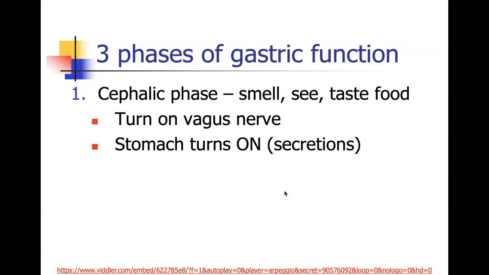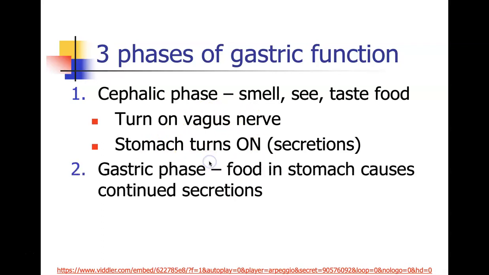So there's 3 phases of gastric function. And in our first phase of gastric function, we have what's called a cephalic phase. So this is before food enters the digestive tract. This is the point where you are seeing, smelling, or tasting food. Okay, this allows you to prepare for the onset of food. And the cephalic phase turns on the vagus nerve. So when you see, smell, or taste food, that vagus nerve gets turned on, and you start to have stomach secretions. In the gastric phase, the food is in the stomach.